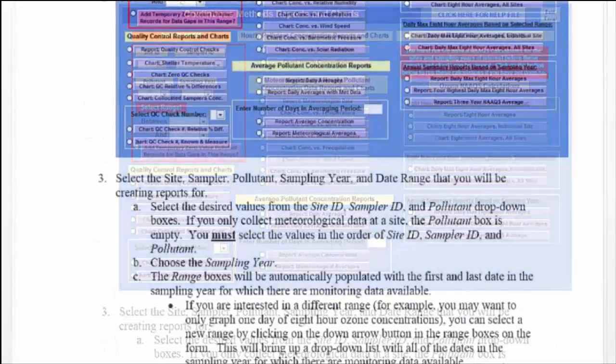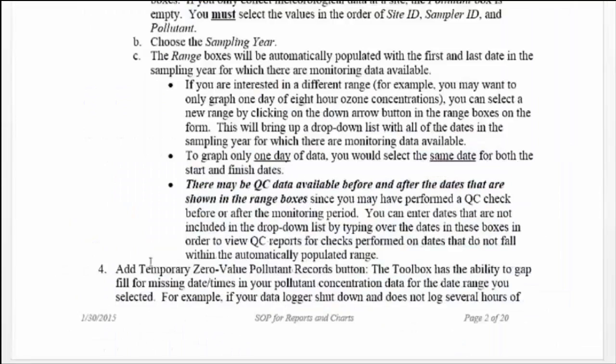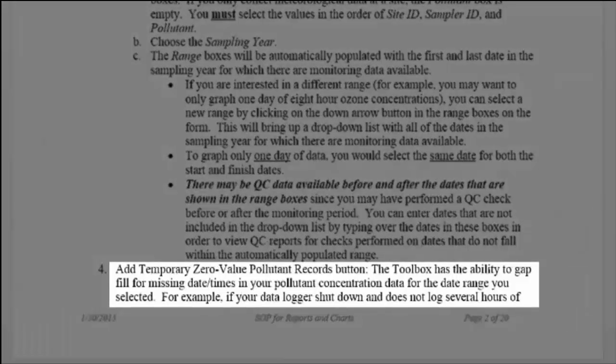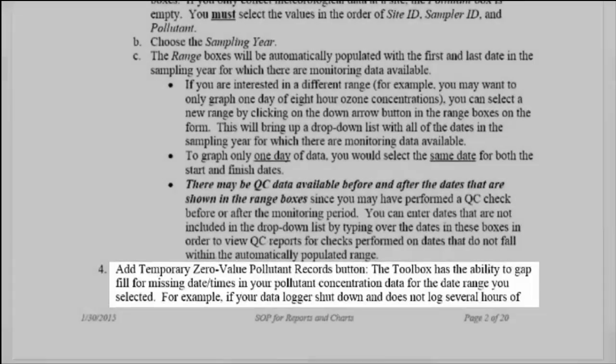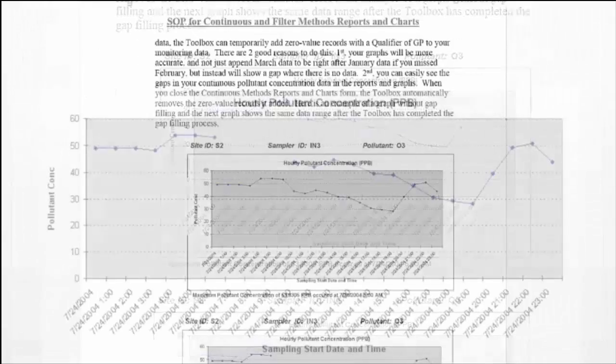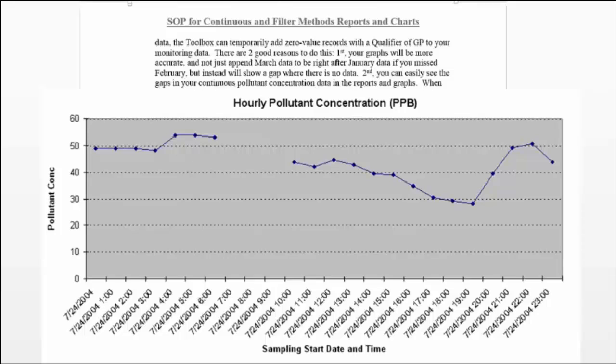So right at the bottom of the page here, there's a little note about the temporary zero value pollutant records button. And that goes on into the next page. So I'm going to read that and let's see what it says. From this little part of the SOP, I learned that this button gap fills for missing date times in pollutant concentration data for the range selected.